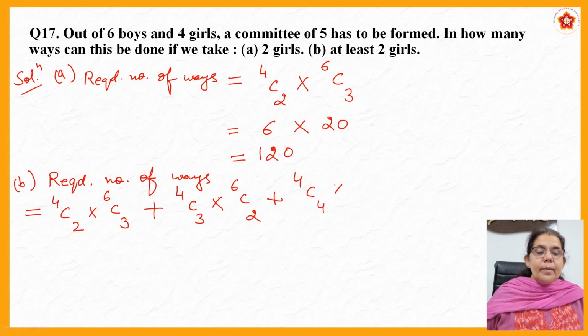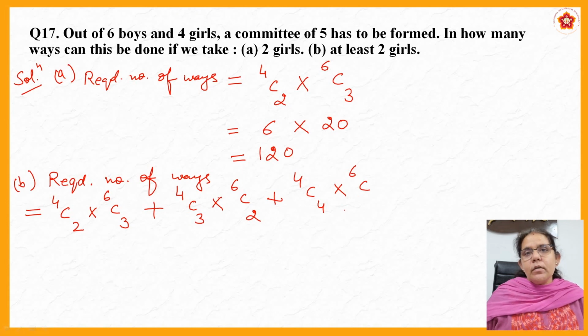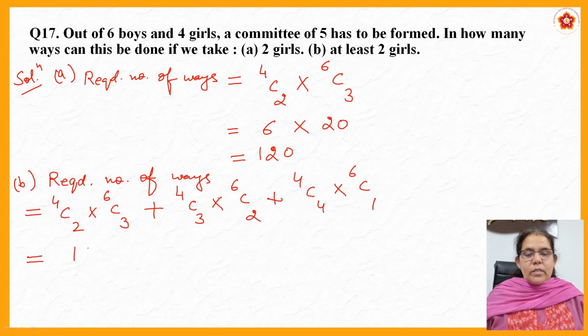Another option is that all 4 girls are selected. If all 4 girls are selected, then how many boys do we need? Just remind yourself, total number of committee members should be 5. So we have chosen 4 girls. How many boys do we need? We just need 1 boy to form a committee of 5. 4 girls plus 1 boy will make 5 committee members. And 1 boy has been chosen out of the 6 boys which were given to us.